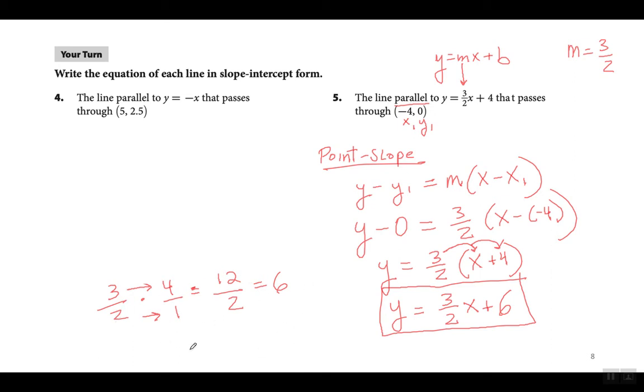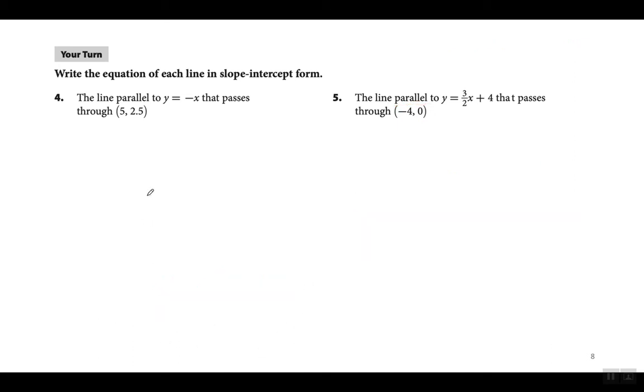Alright, I'm going to erase this so we can look at number 4. Alright, look at number 4. Let me show you the key in figuring this out, alright? Believe it or not, y equals negative x is written in slope-intercept form. Let me show you how. Slope-intercept form is this.